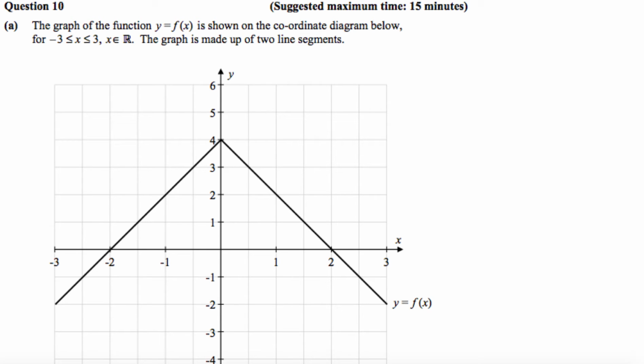So this is the 2016 Junior Cert Higher Level Paper 1 and we're looking at question number 10. The graph of the function y equals f of x is shown on the coordinate diagram below, for x between -3 and 3 inclusive, where x is an element of the real numbers. The graph is made up of two line segments, so we can see the graph here, y equals f of x, two line segments.